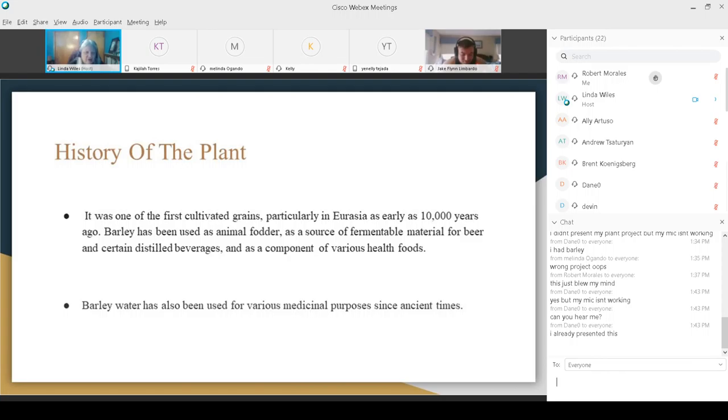So, history of the plant. This is one of the first cultivated plants, grown particularly in Eurasia as early as 10,000 years ago, so around the time of the beginning of civilization. It's been used as animal fodder, a source of fermentable material for beer and certain distilled beverages, for which it provides a different component of flavor as well as alcohol, and a component of various health foods such as barley grass. Barley water has also been used for various medicinal purposes since ancient times.